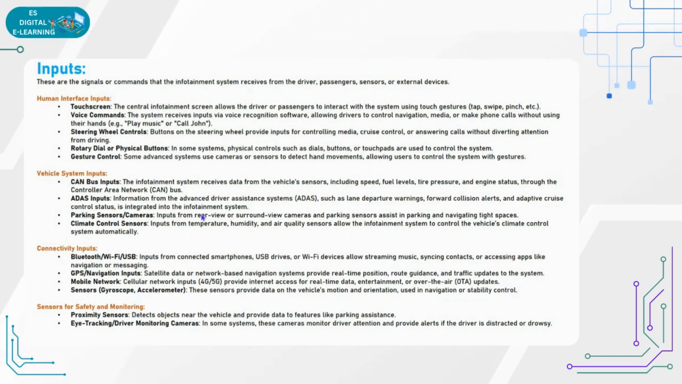He needs to monitor on the display that the vehicle is on upward, it is not parked properly. What is the angle of the vehicle, what is the angle it is diverting? That information it should be getting here. And sensors for safety and monitoring, the proximity sensor, where it detects the objects near the vehicle and provides data to the parking assist.